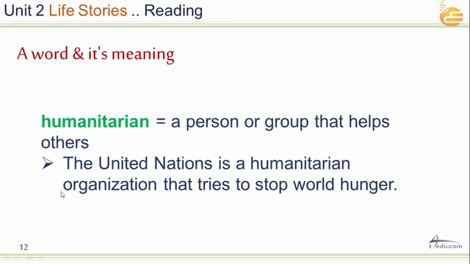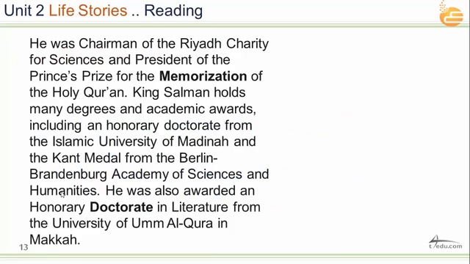Okay, now let's complete. He was chairman of the Riyadh Charity for Sciences and president of the Prince's Prize for the memorization of the Holy Quran. King Salman holds many degrees and academic awards, including an honorary doctorate from the Islamic University of Medina and the Kant Medal from the Berlin-Brandenburg Academy of Sciences and Humanities. He was also awarded an honorary doctorate in literature from the University of Al-Qura in Makkah.